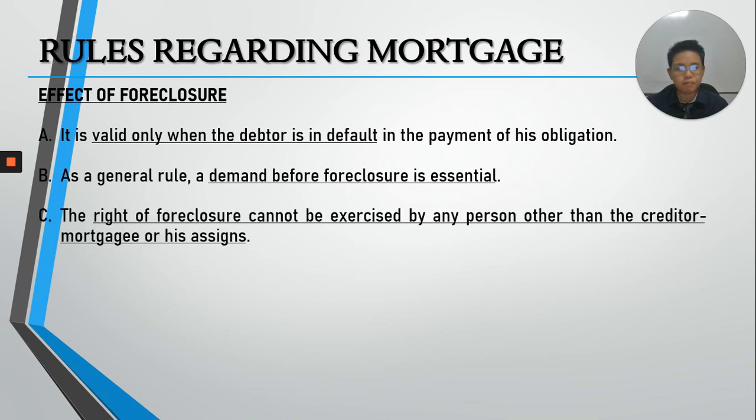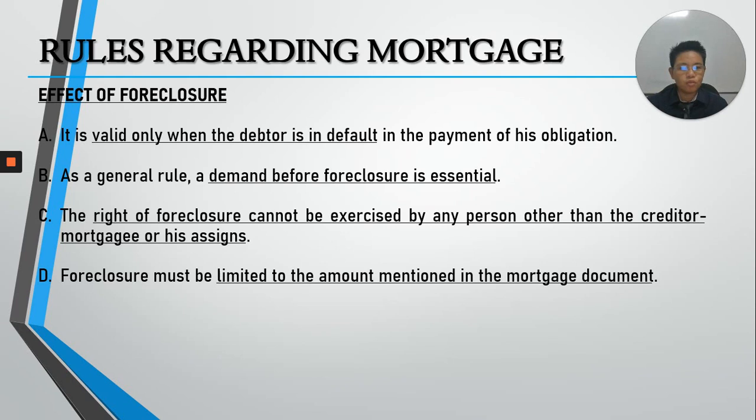What else? Right of foreclosure cannot be exercised by any person other than the creditor, mortgagee, or his assignee. So, creditor, mortgagee can exercise yung right to foreclose, and if the creditor, mortgagee assigns yung mortgage credit, yung kanyang assignee can also exercise yung right of foreclosure.